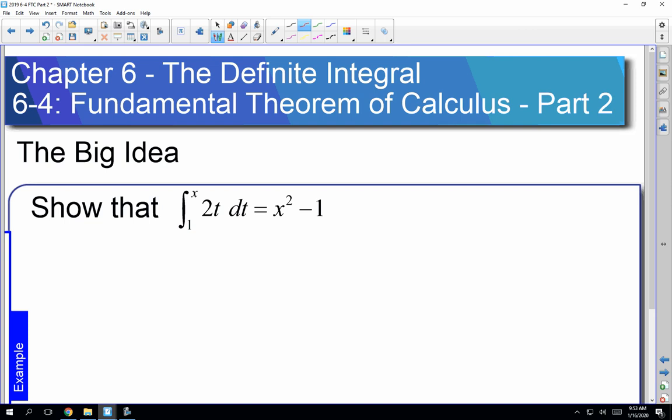So I'm going to show that the integral from 1 to x of 2t dt is equal to x squared minus 1 using the evaluation part. Okay, so here's how it works.